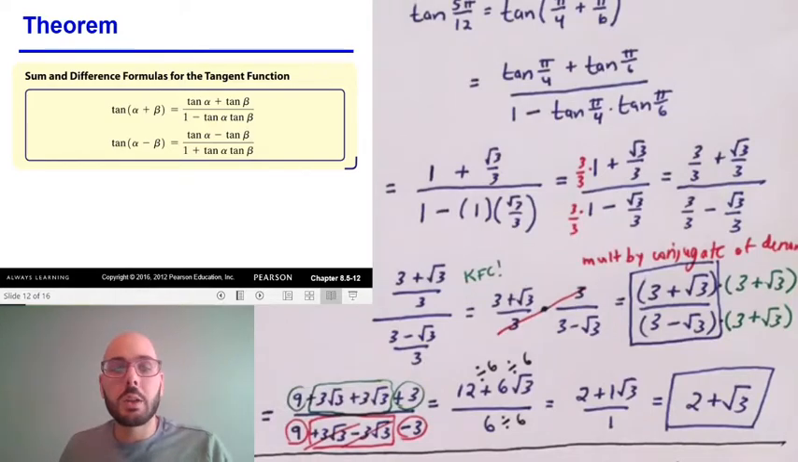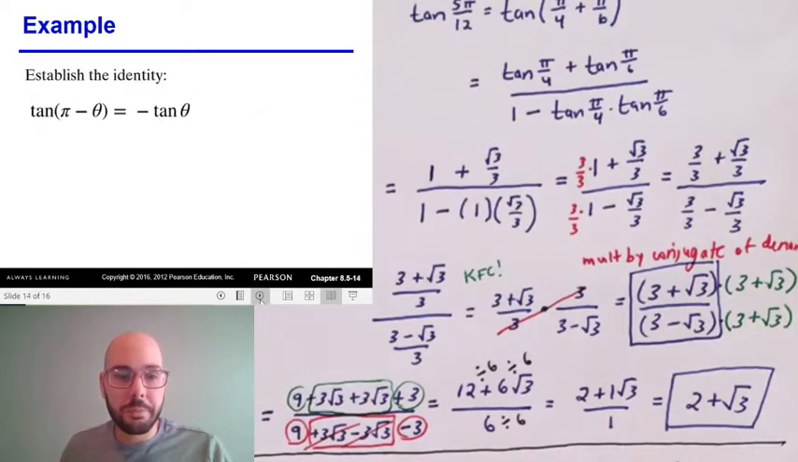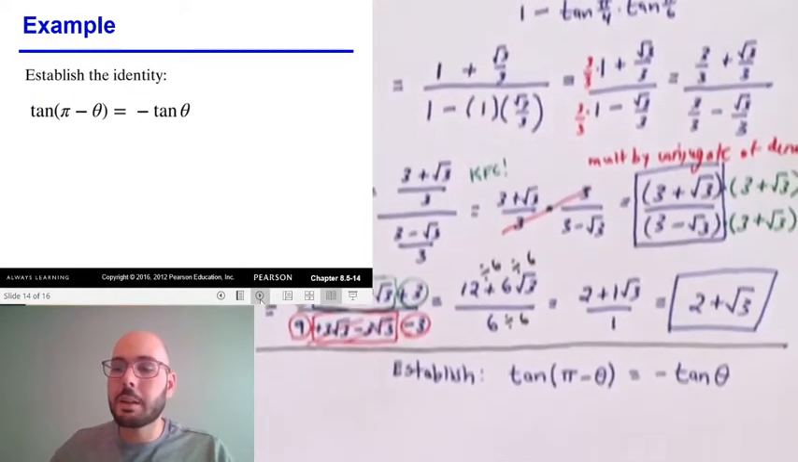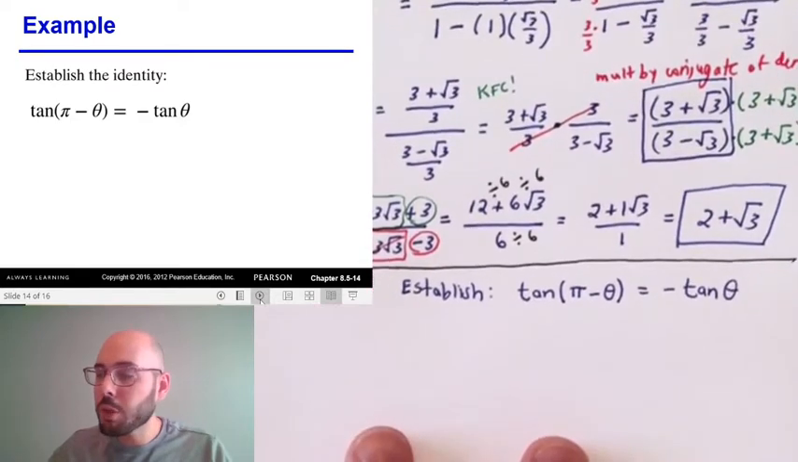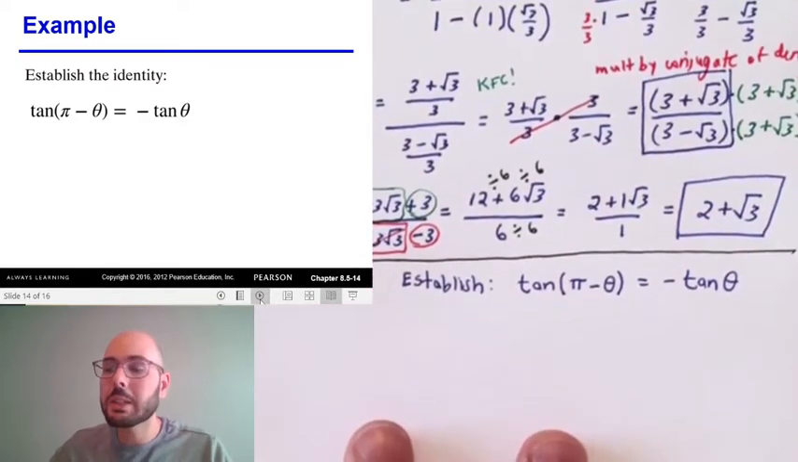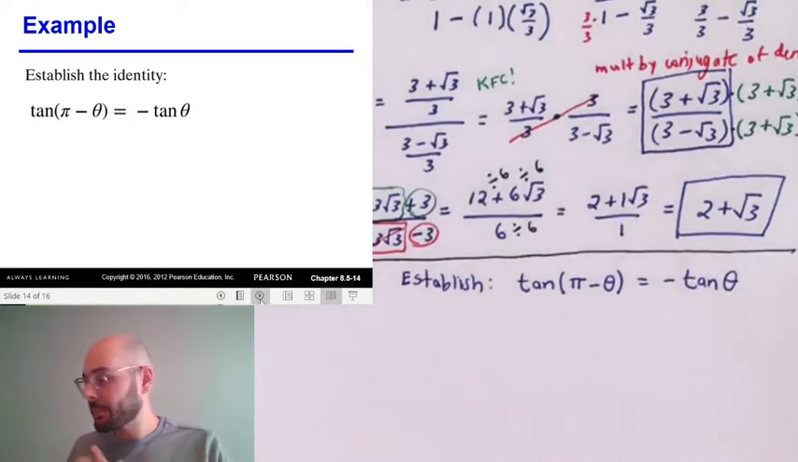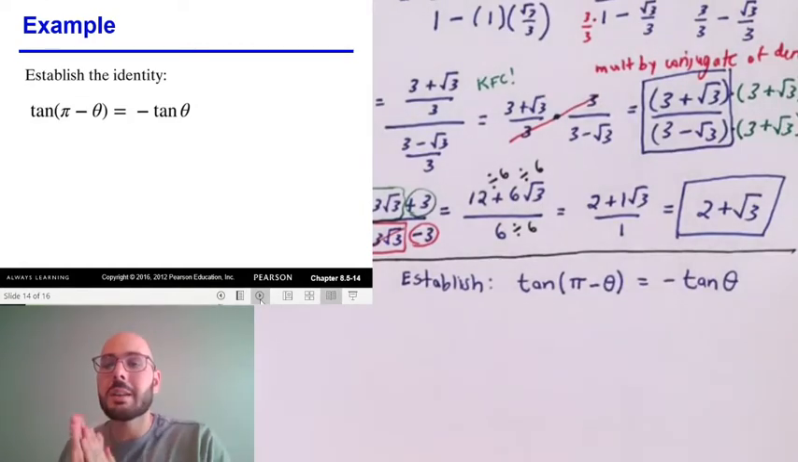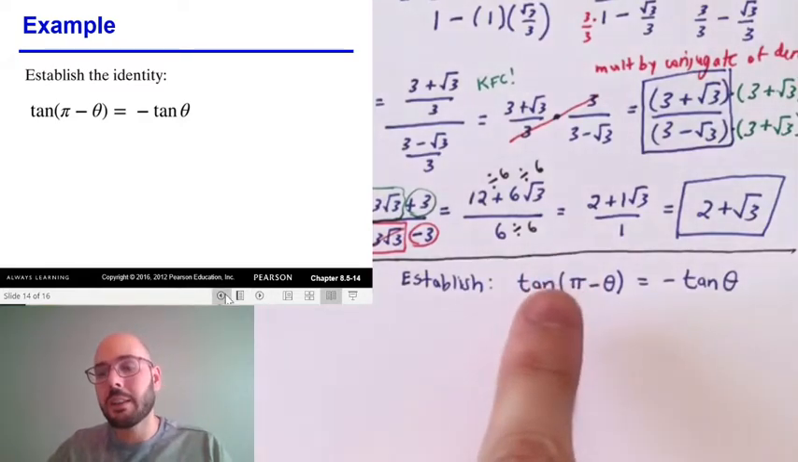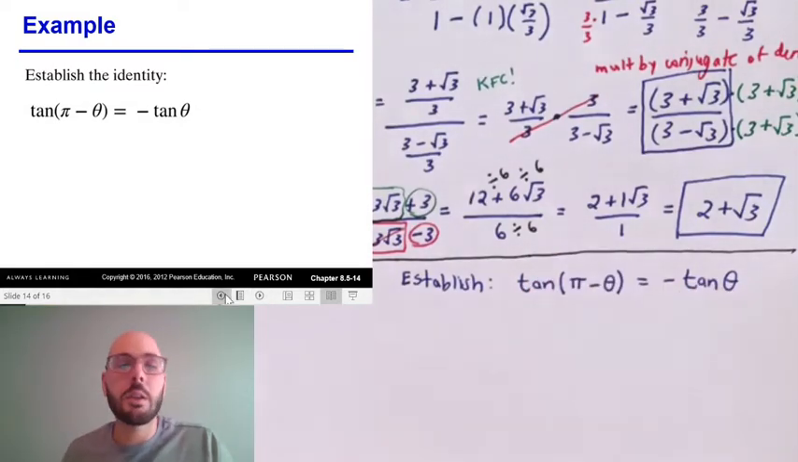Okay, so we're going to do one more tangent problem, and that is going to be an identity problem. So I didn't leave myself too much room here. Hopefully I have enough space to do this. But we're going to use our tangent sum and difference formulas to help us establish identities. That means we want to simplify the thing on the left until it becomes the thing on the right.